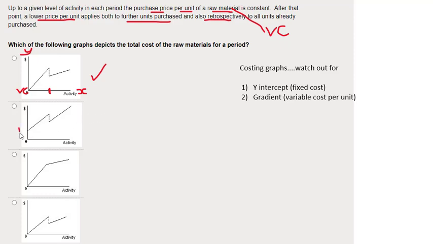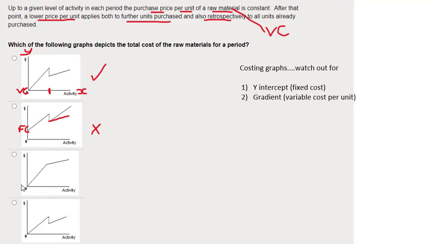So this one is a fixed cost because of the y-intercept here. So I'm pretty sure this one's not right, but let's doubly eliminate it. Look at the gradient. It's the same steepness both before and after this discount point. So that one can't be right, because I get a lower price per unit from that point onwards. It would be like that.